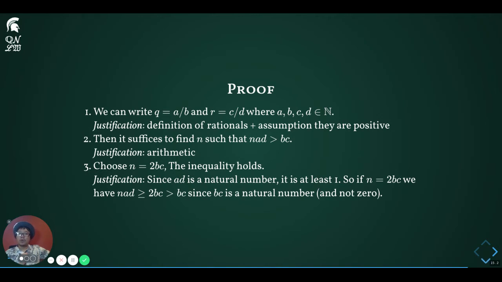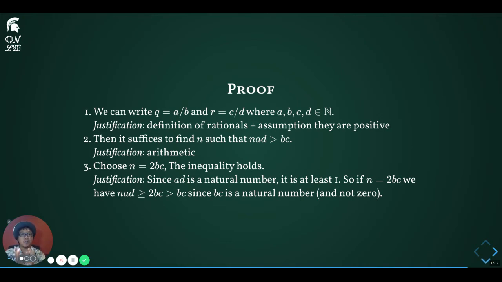First, we can write Q equals A over B and R equals C over D. Here, A, B, C, D are all naturals. This is almost a definition of rational numbers, except that we are more restrictive in the numerator. We can do this and not be forced to make A and C elements of the integers because Q and R are assumed to be positive. So A and C must be positive integers, making them natural numbers.